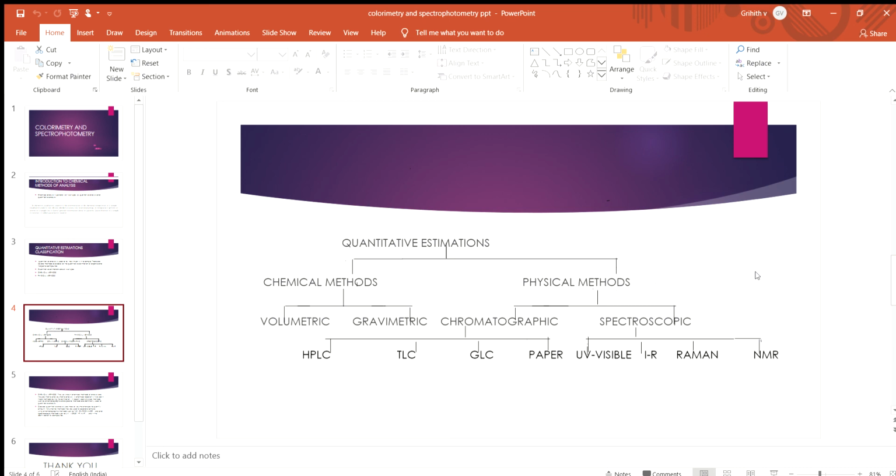Now I want to teach you the fundamental laws of absorption. What are the fundamental laws of absorption? The first thing is transmittance. Transmittance is denoted by the letter T. It is the ratio of the intensity of light transmitted by a sample to the intensity of light incident on the sample.